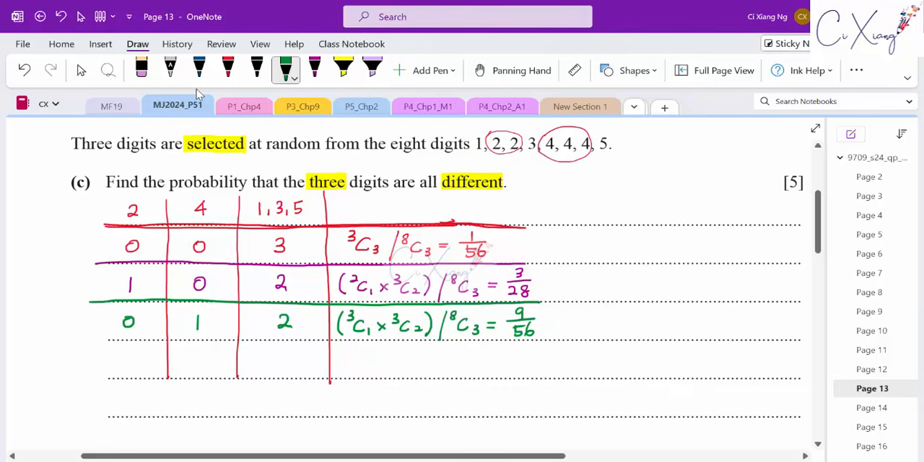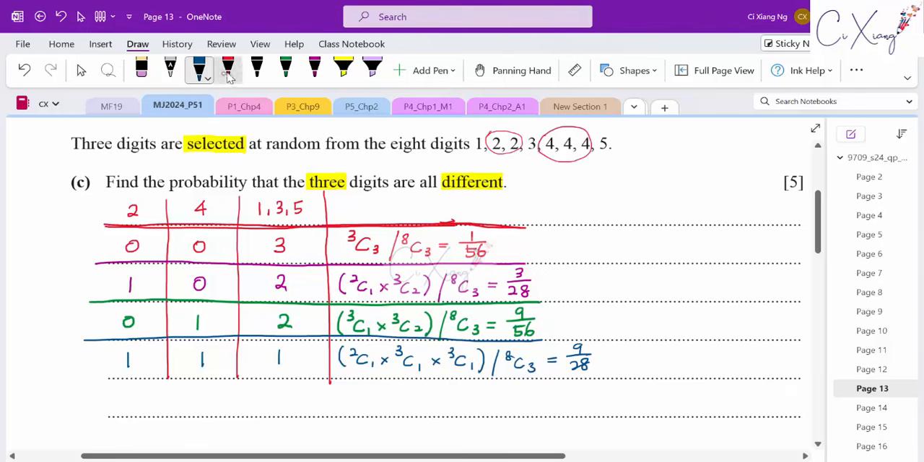Okay, then double check again, and lastly, we actually have one more case here. The last case will be I get 1 of the 2s, 1 of the 4s, and also 1 from the group 1, 3, 5. So calculate the probability. 2, you choose 1. 3, for the 4s, you choose also 1. Then 3, for 1, 3, 5, you choose also 1. Then divide by 8C3 again. So from here, you'll be having 9 over 28.